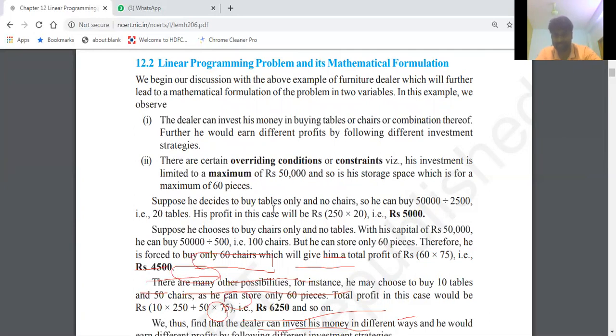Suppose he decides to buy tables only, no chairs. Means how much, you tell me? 50,000 rupees he has, no? Every table costs how much? 2,500. Okay. So 50,000 by 2,500. So how many tables can you get? 20 tables only you can get.